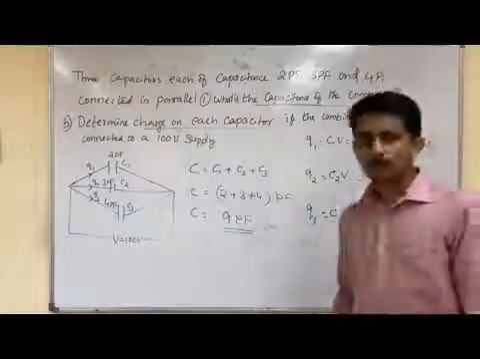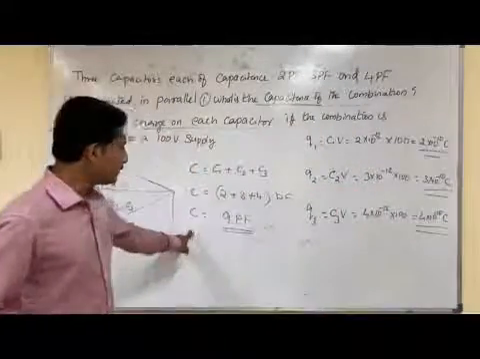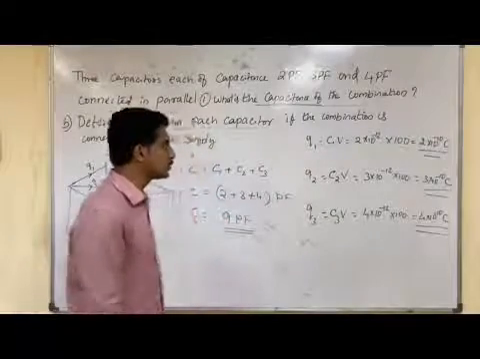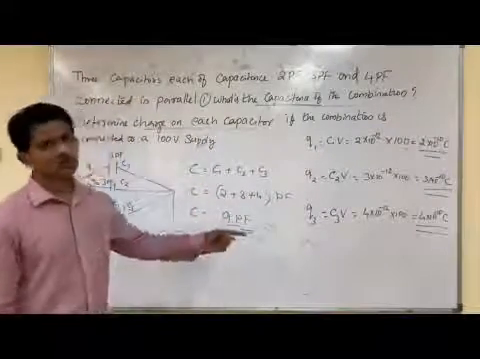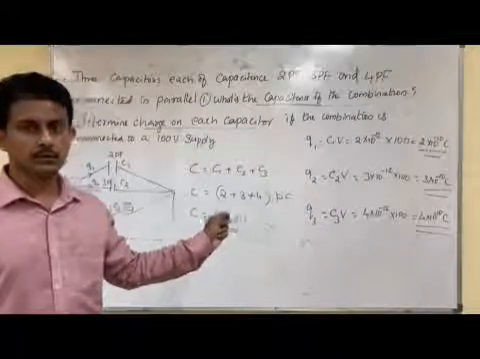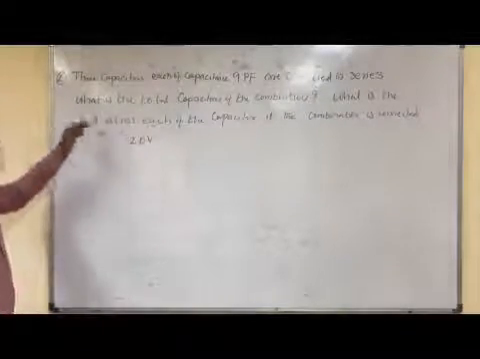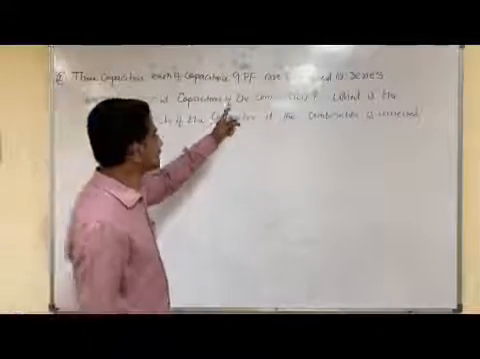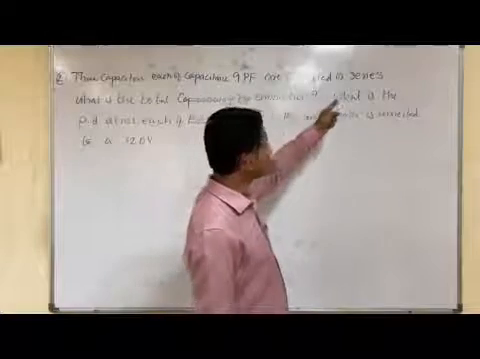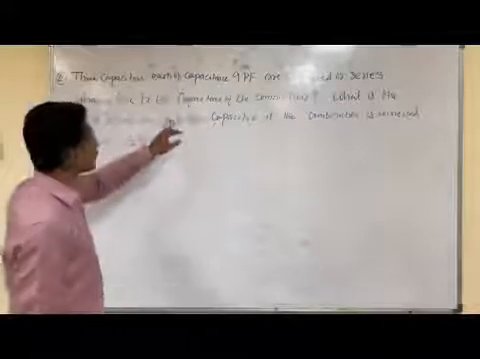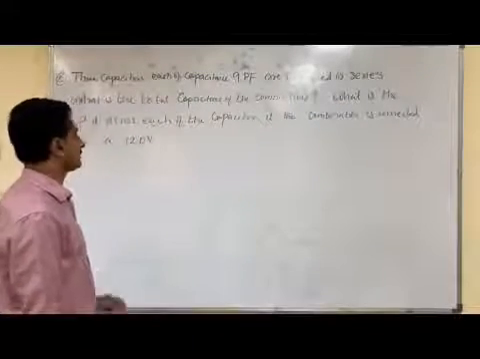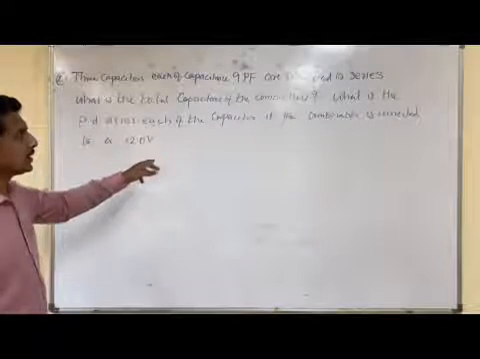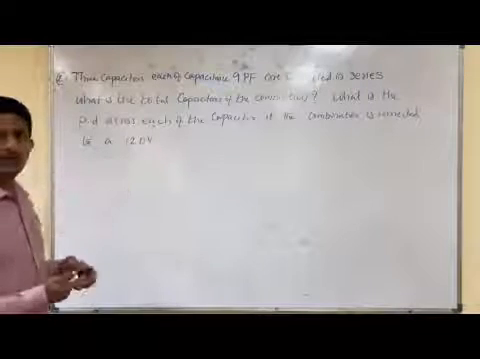So this is the way we can calculate the total capacitance as well as the charge across each capacitor, Q1, Q2 and Q3. Clear? Yes. Now we will see another question. There are three capacitors, each of capacitance 9 picofarad, connected in series. What is the total capacitance of the combination? And what is the potential difference across each of the capacitors if the combination is connected to 120 volt?